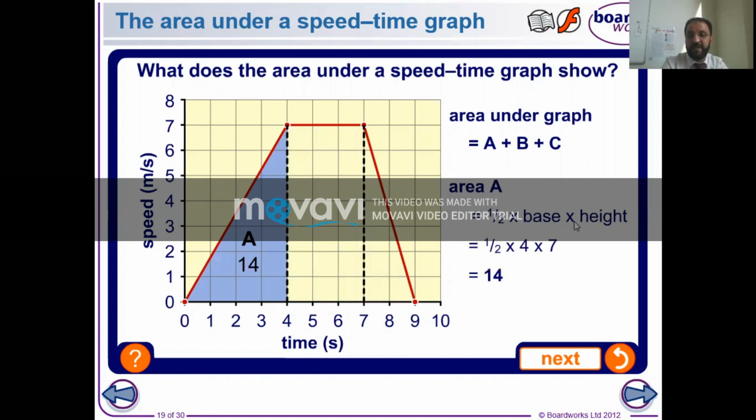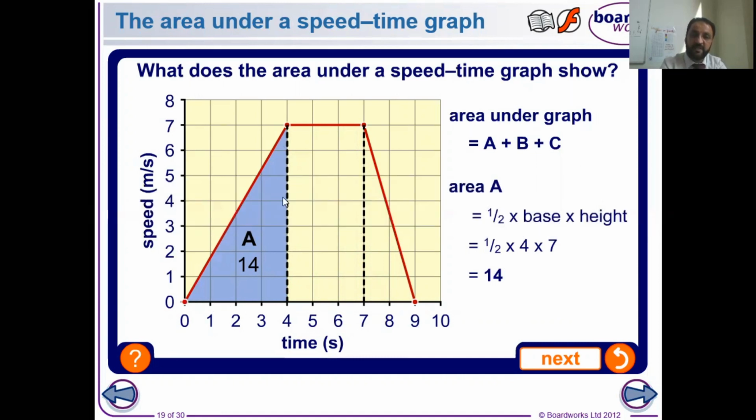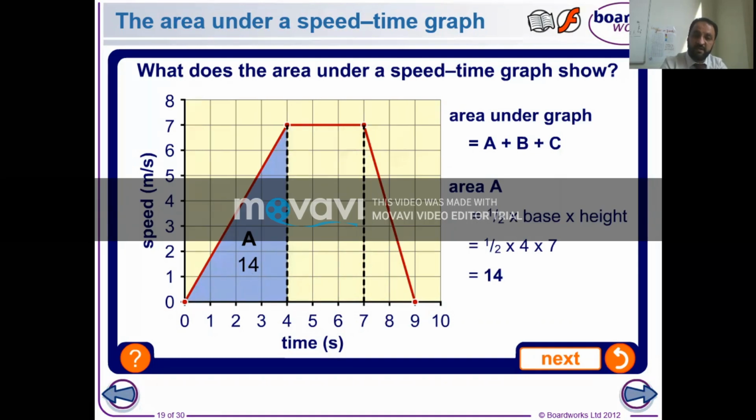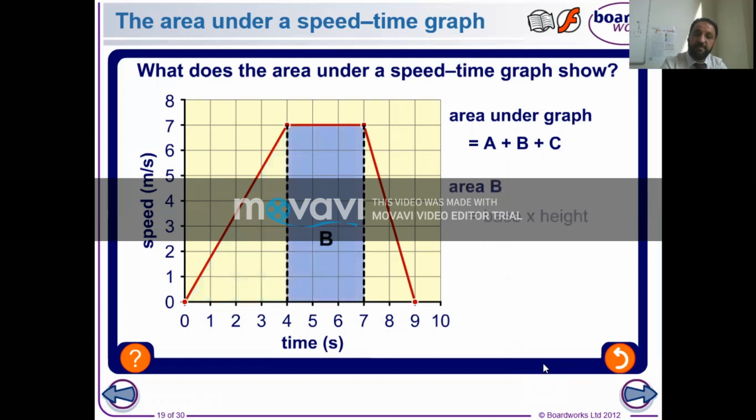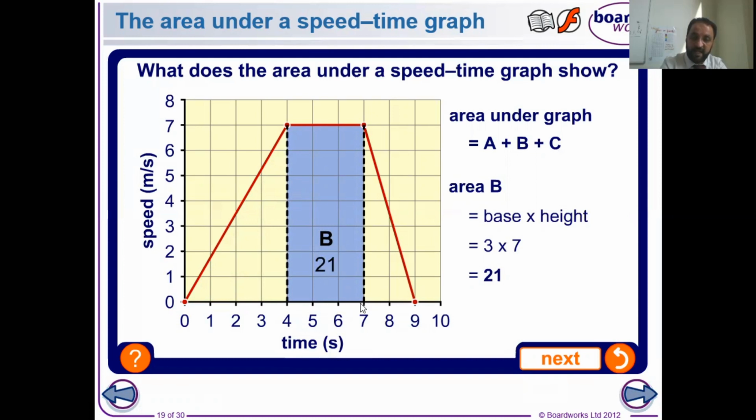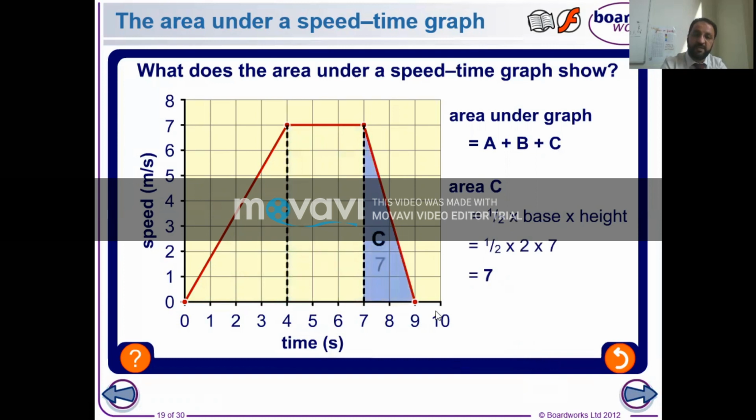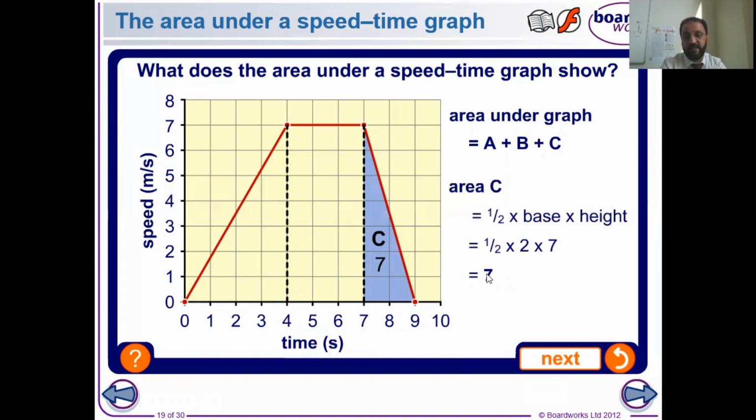Now see, first of all A. For A, half times base times height. See now, what is base? This is base now, 4. And height, this one, 7. So 4 times 7 times half is 14. So area 1, this A, is 14. Now the area 2, it's B. B is base, meaning this width, and height. So this is now 7 minus 4, this is 3. 3 times 7, that is 21. And then again for C, half times base times height. So half times 2, this is 2 because 9 minus 7. So base is 2, height is the same 7, times 1 by 2, it is 7.